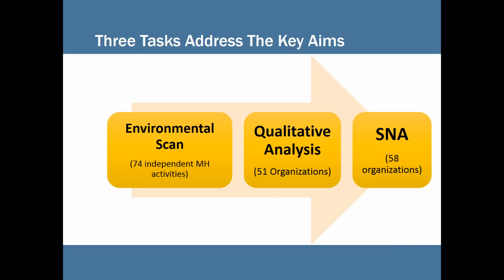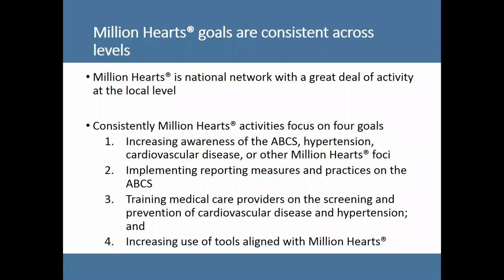I'll move on to the next slide and talk a little bit about the goals and activities of the organizations that have been involved in Million Hearts. The scan identified through those documents a set of about 74 unique partnerships and activities. We found that about 52 of those involved a state level partner, 44 involved a local partner, and the most frequently observed partnerships only involved state or local partners. So very much Million Hearts is a local and state activity.